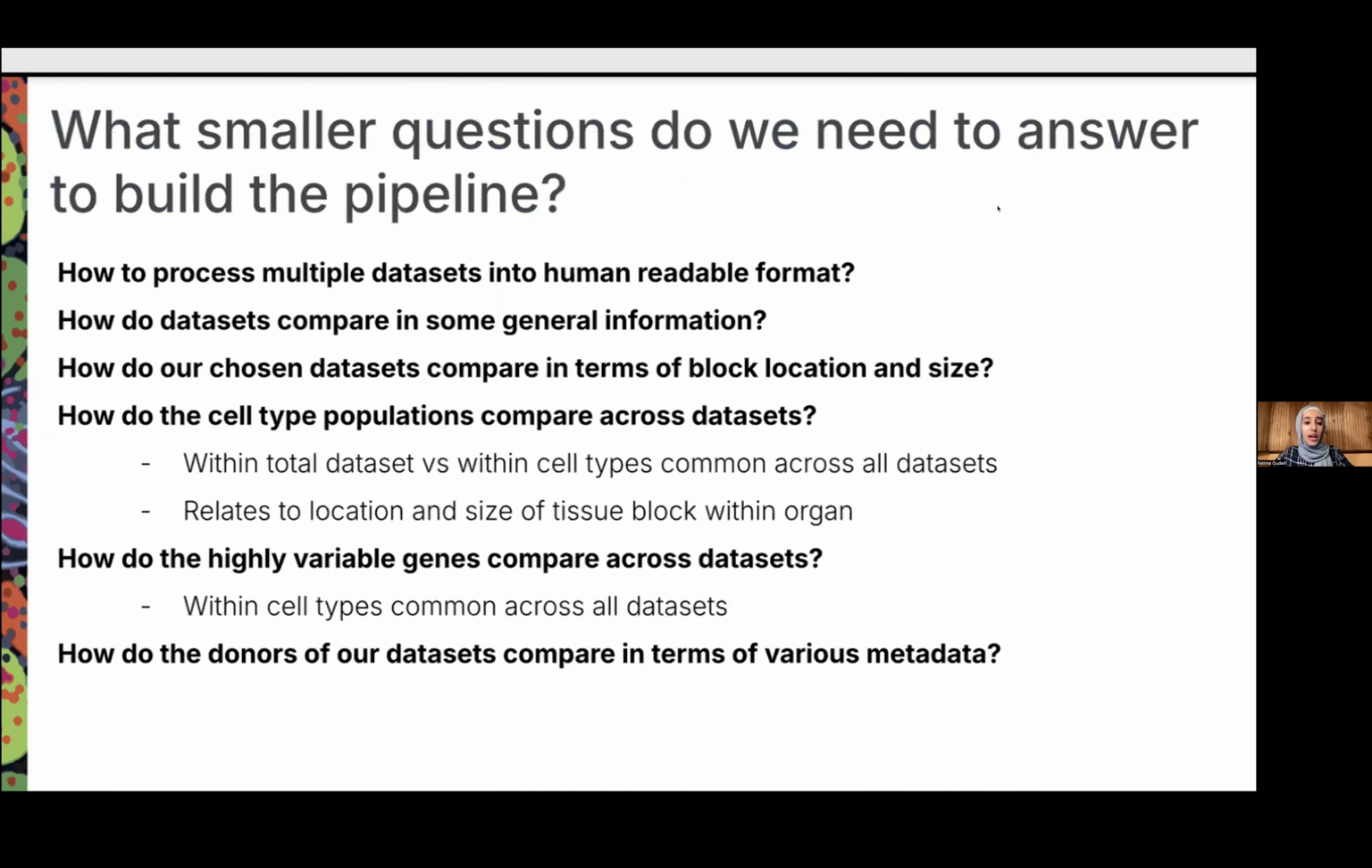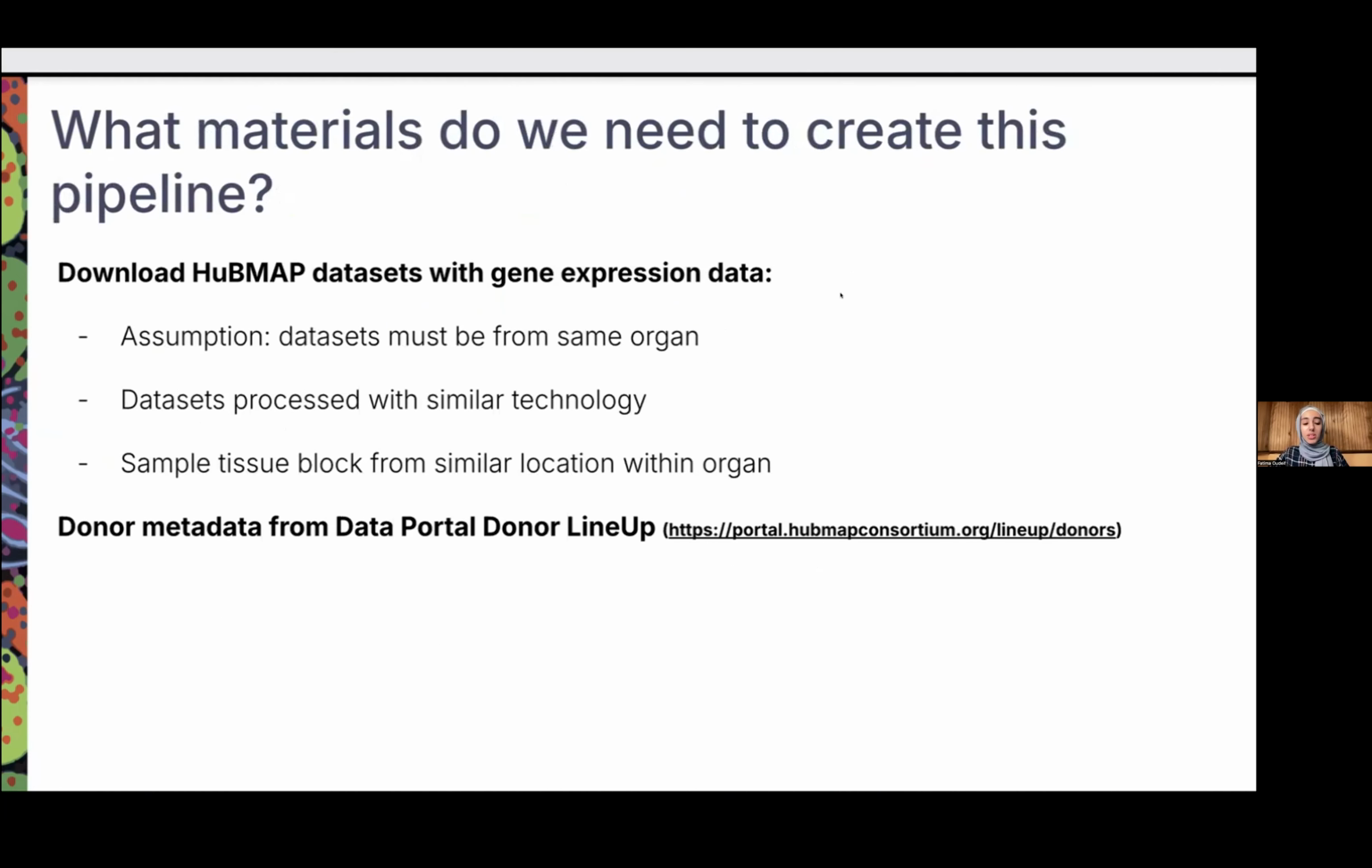So we need to break this down into smaller questions to be able to create the pipeline. We need to, for example, learn how to process multiple data sets into human readable format. We need to compare the data sets on some information like tissue block, location and size, cell type populations, and highly variable genes. We also need to be able to compare the donors on some metadata like their medical histories and their age, etc. We need some materials, first of all.